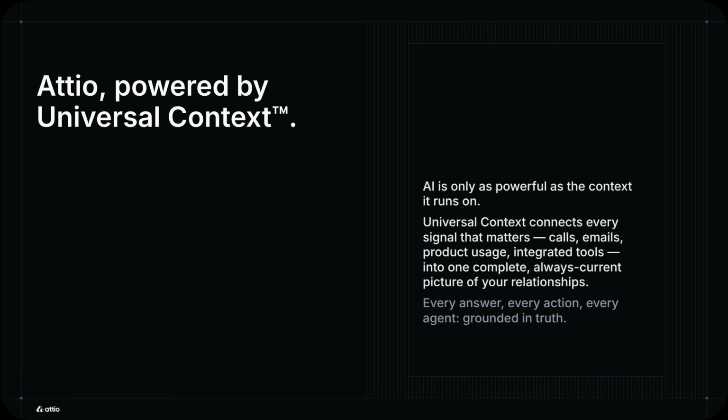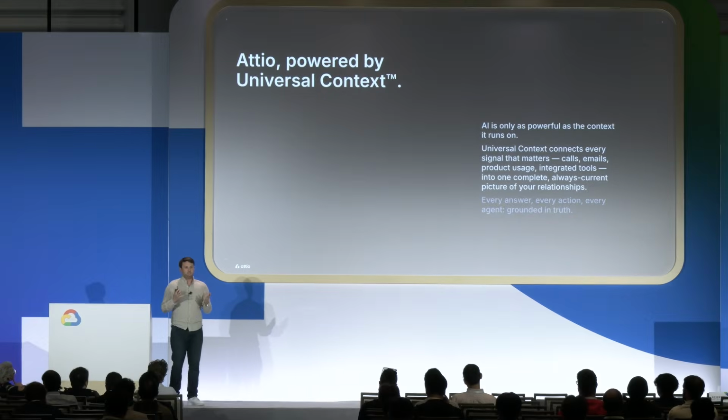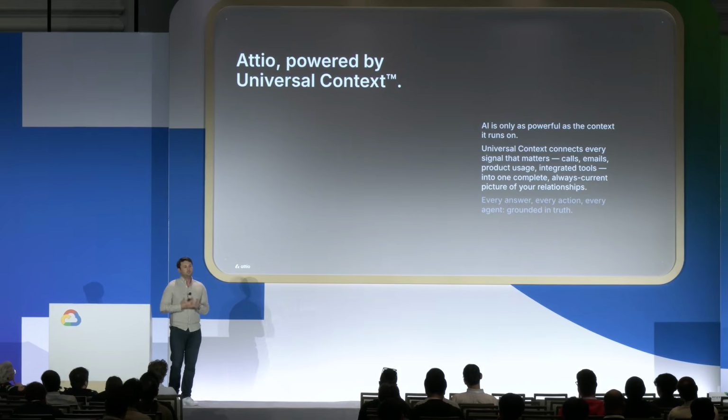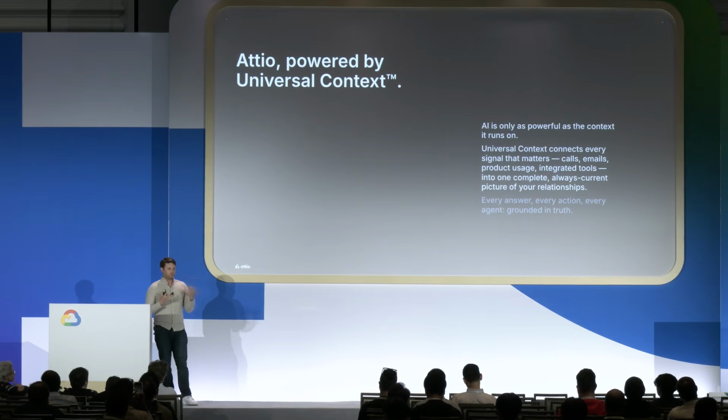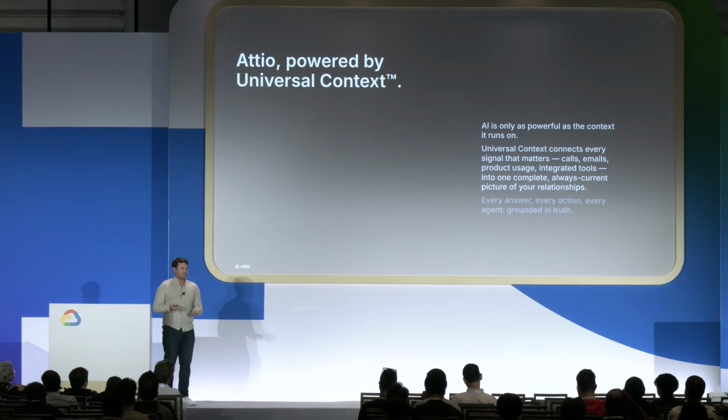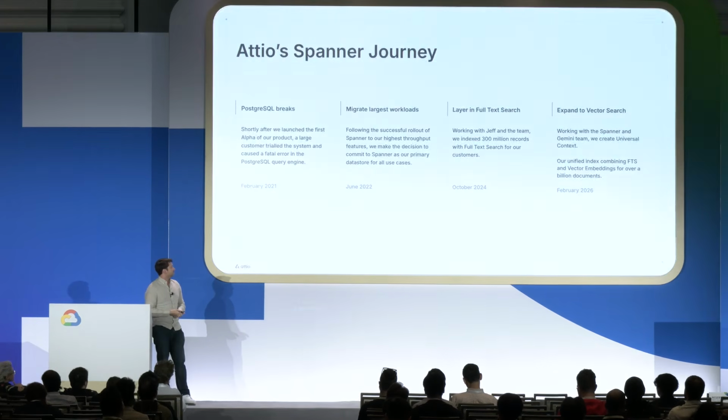Universal context is fairly unique in the CRM space because it brings all of this information together in a way that's transactionally consistent and is available to both humans and AI agents through Boolean search, vector search, full text, all in a transactionally consistent way. And that's all thanks to Spanner.